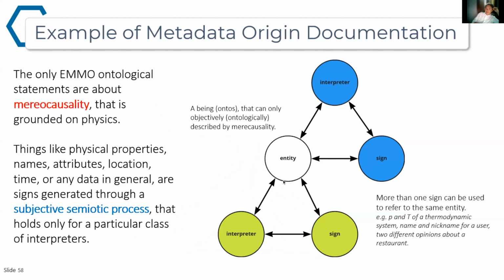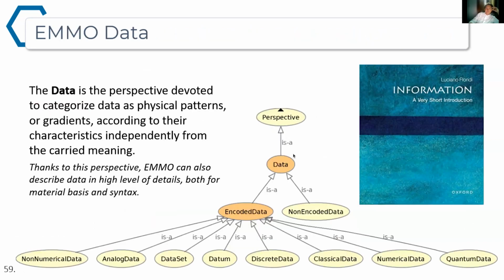If you have an entity, you can have several interpreters and several signs that can be attached to this entity. So more than one sign can be used to refer to the same entity. For example, pressure and temperature of a thermodynamic system, name and nickname for a user, two different opinions about a restaurant, and so on. So in the EMMO, we have the ontological entities, and we have the properties that are the signs. You can consider the data being signs for a particular entity. So this is how we place the data in our ontology, and we connect them to the entities for which they stand. Data are represented in the EMMO using a very general approach that you can find in the works of philosophers of information science.